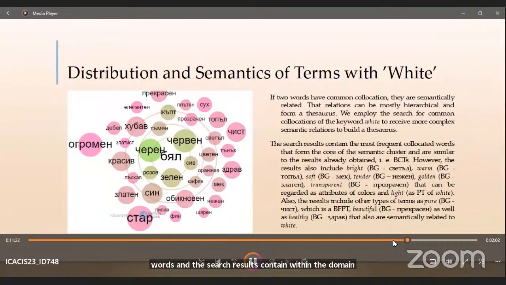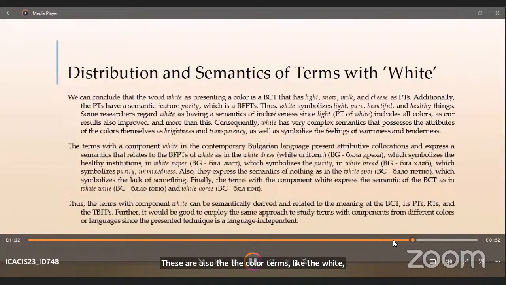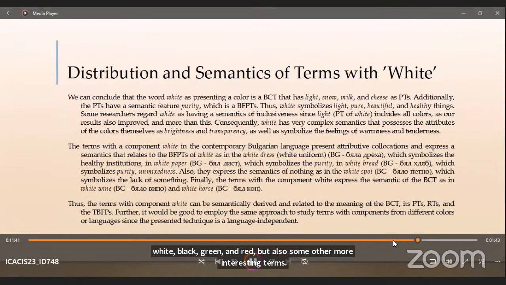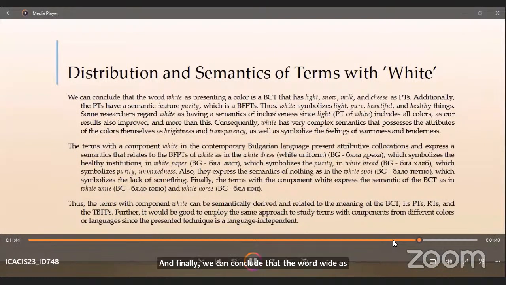These are also the color terms like white, black, green, and red, but also some other more interesting terms. And finally, we can conclude that the word white, as presenting a color, is a basic color term that has light, snow, milk, and cheese as prototype terms. Additionally, the prototype terms have a semantic feature of purity, which is a basic feature of the color term. White symbolizes light, pure, beautiful, and healthy things.